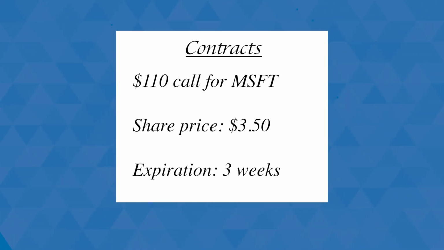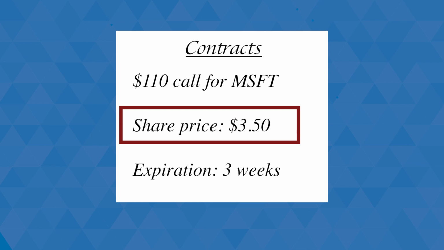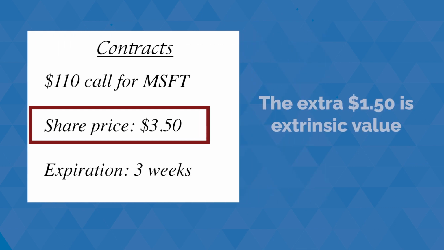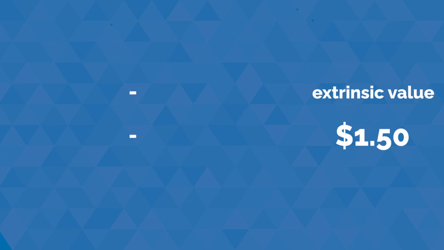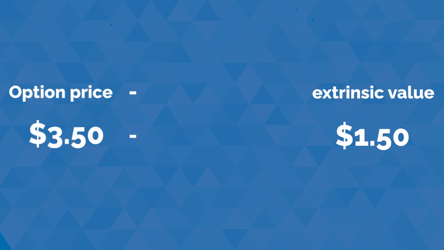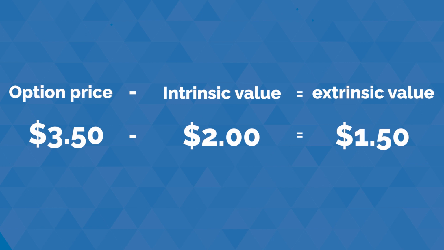Okay, so now let's say that option, which has $2 of intrinsic value, is currently trading for $3.50. This is where people get confused, right? That additional $1.50 in premium is called extrinsic value. Now, extrinsic value is the difference between the market price of an option, which is the premium, and its intrinsic value. So that can be confusing. We're going to break this down.